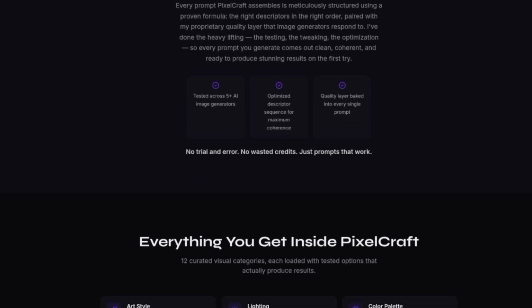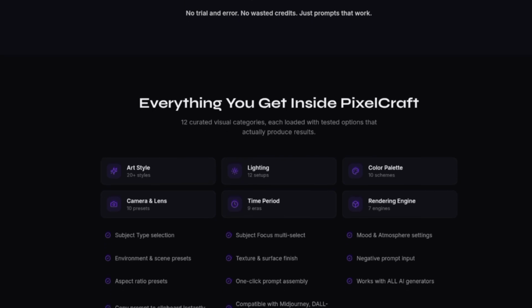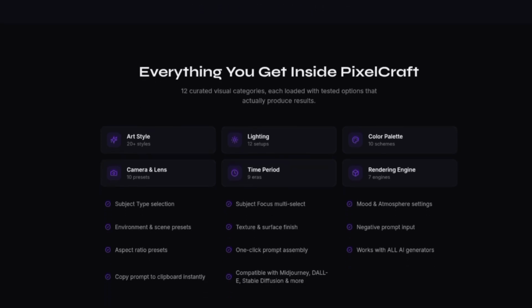Another feature highlighted by the creator is something called the Quality Anchor System. According to the sales page, this adds additional optimization elements to every prompt with the goal of producing cleaner and more consistent results. The idea is to reduce some of the common problems people run into when generating images, such as distorted features, awkward anatomy, or inconsistent compositions. Now, of course, no tool can guarantee perfection every single time because AI image generation still depends on the model you're using. But having a structured prompt system can definitely improve consistency compared to random trial and error.